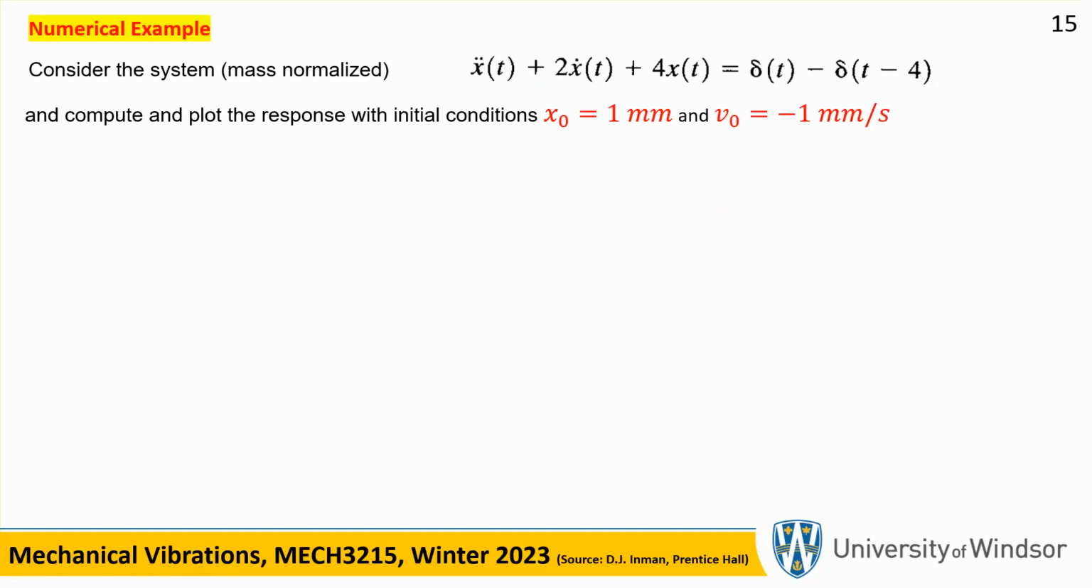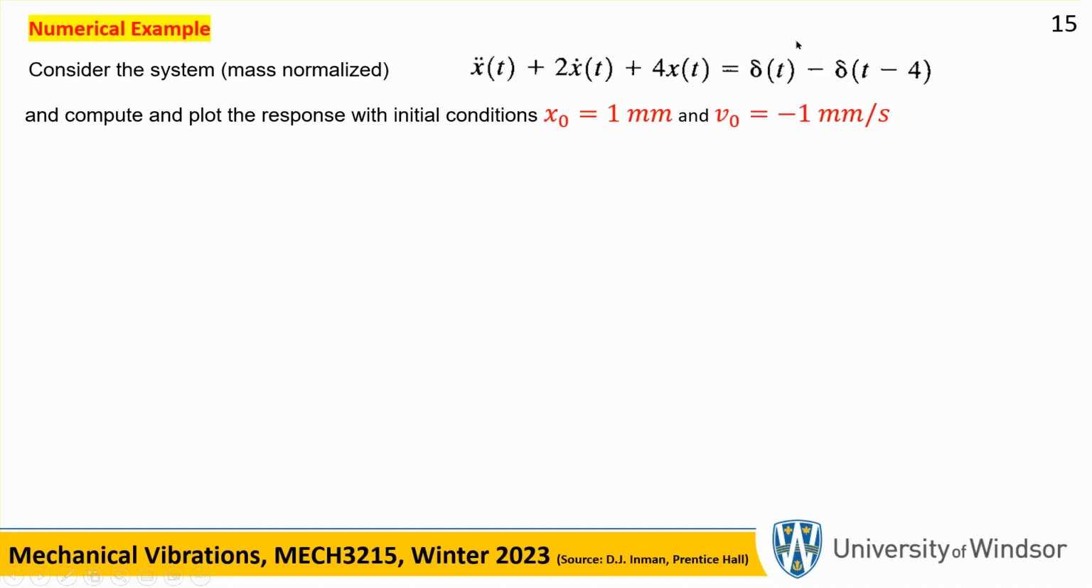Okay, so let's look at our second example. The right hand side is given as delta t minus 4. And there are some initial conditions here. We're told that the initial conditions are x naught equal to 1 and v naught equal to minus 1. First of all, this is pretty much the same problem as the one that we just did. We have hit it twice. One at time t equal to 0 with an impulse of 1. The other one at time t equal to 4, or tau equal to 4, with an impulse of minus 1.